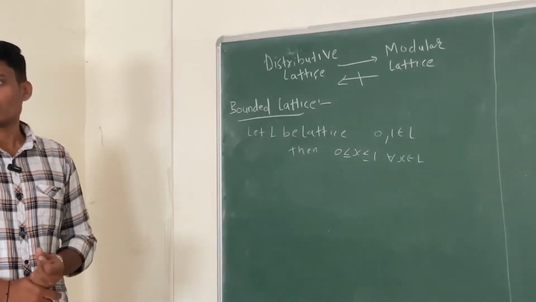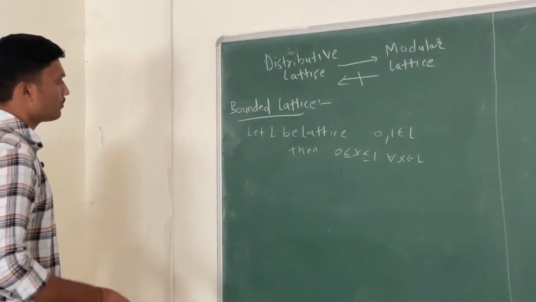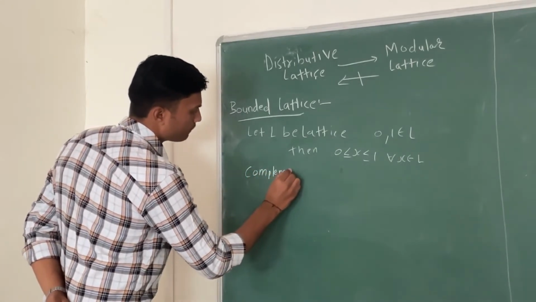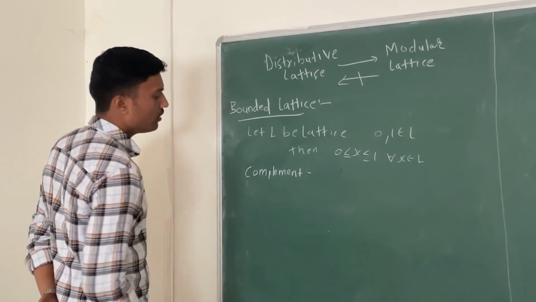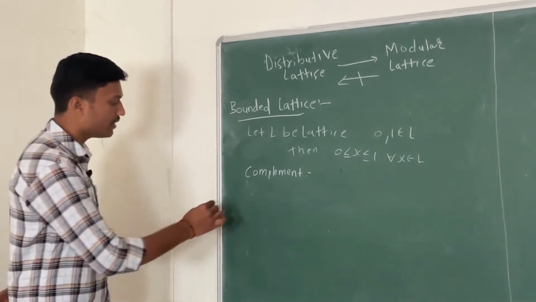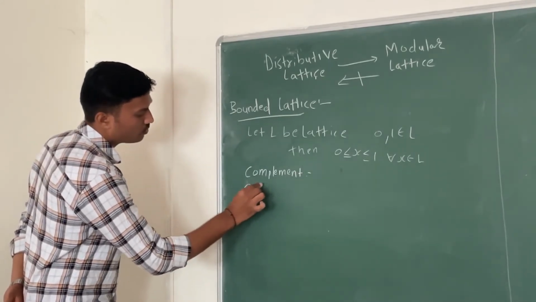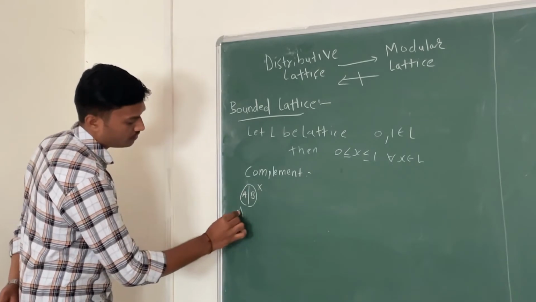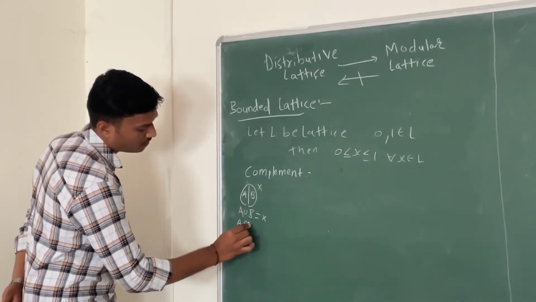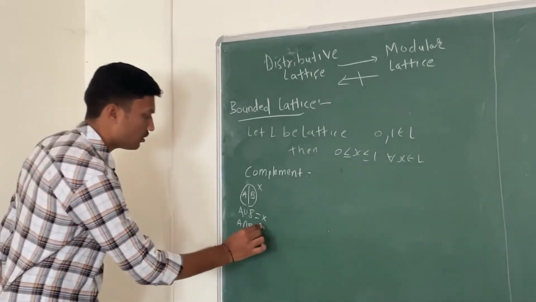Now we will discuss the definition of complement. In set theory, we have discussed the complement of elements. If this is the diagram, this is A and B and this is the whole set X, then A join B is the whole X and A intersection B is equal to the empty set.